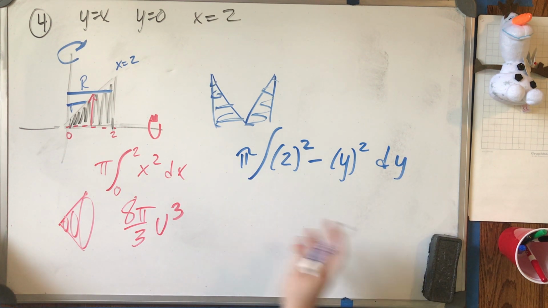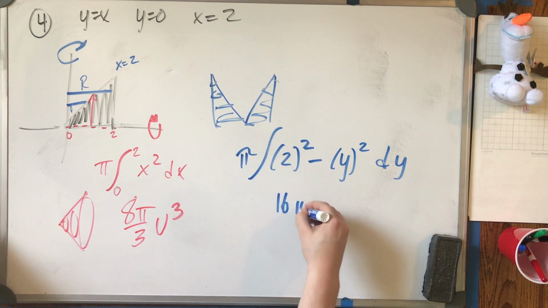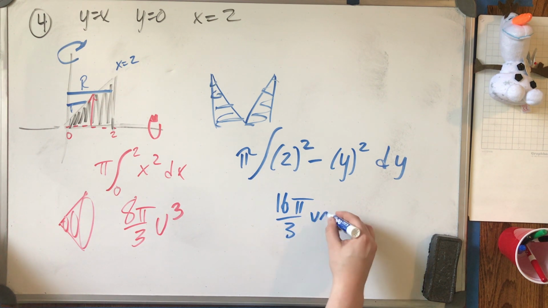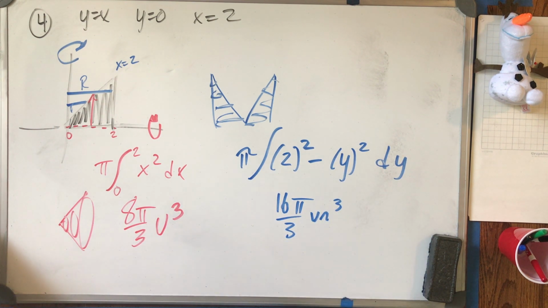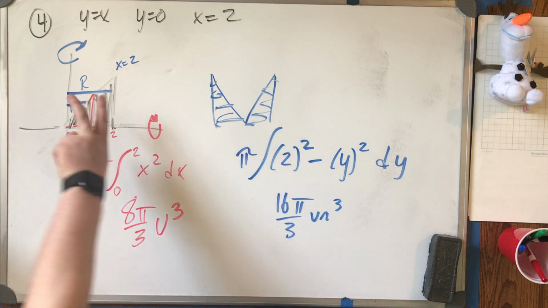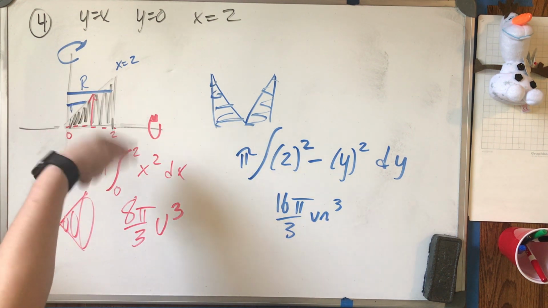Again, if you have a calculator, use it. If you don't, then do it the old school way. I got 16 pi over 3 units cubed. So it actually had more volume by rotating it this way than it did by rotating it that way.